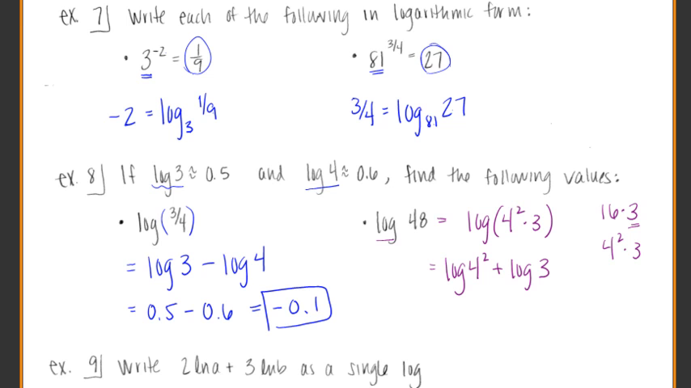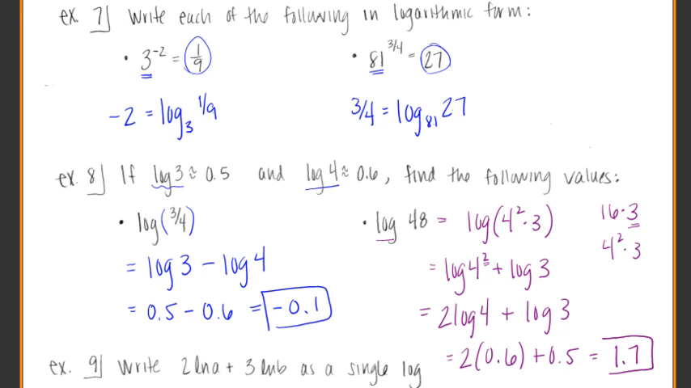And anytime you have an exponent, remember what we can do with that? We can pull it to the front. So it's 2 log 4 plus log of 3. Let's take our information. I know log of 4 is 0.6, so it's 2 times 0.6, and log of 3 is 0.5. So cleaning this up, 2 times 0.6 is 1.2, plus 0.5 would be 1.7, and there's the answer for that one.